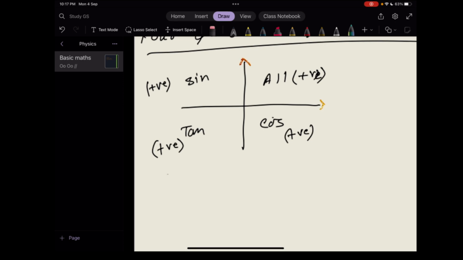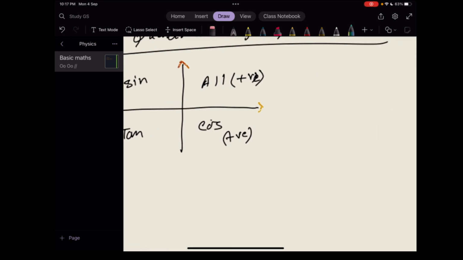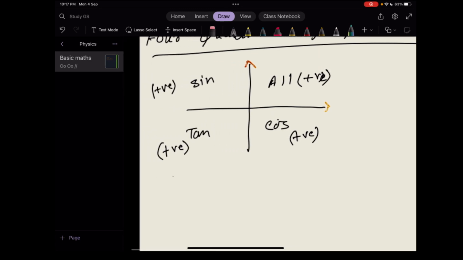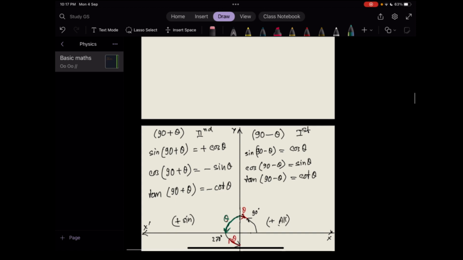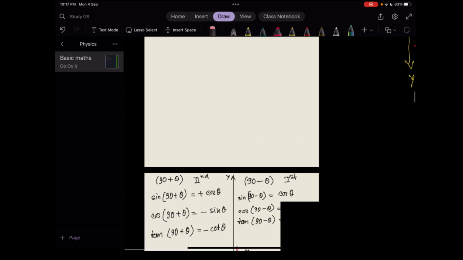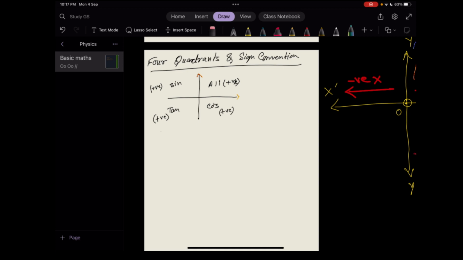In this particular quadrant, when we have the value of sine, cos, tan, anything between 0 to 90 degree angle, it must be positive. In the second quadrant, that means if the theta value is more than 90 degree and less than 180 degree, sorry, just a minute please. Yes, so in this particular quadrant you have all positive.